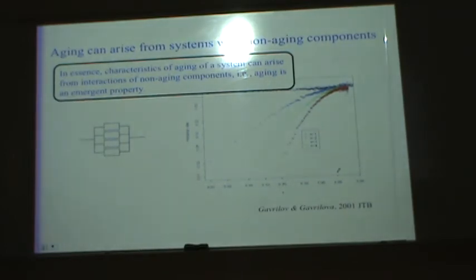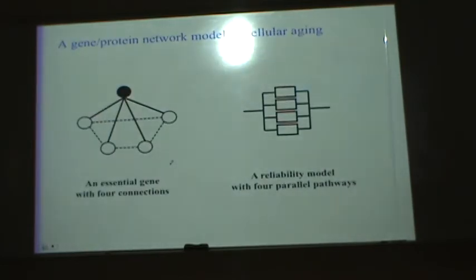Okay, that's a conclusion. Based on this simple model, we can tell that characteristics of aging can arise from the interaction of non-aging components. Basically, this already tells us aging can be an emergent property of a simple system with redundant components. And in fact, you can even tell this trade-off between the initial mortality rate and the rate of aging. And how do I make a jump from the engineering model on the right to the gene interaction network we observe in a cell? And here is the key.